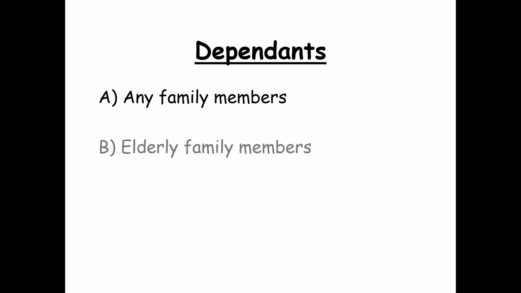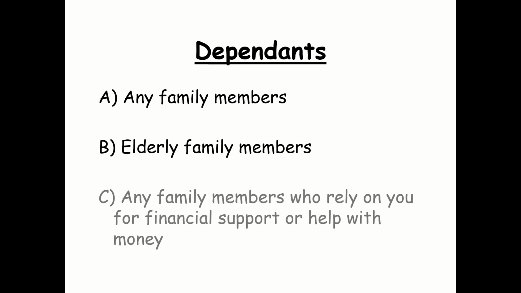Dependents. Is it A, any family members, B, elderly family members, or C, any family members who rely on you for financial support or help with money? So please pause the video and think about your answer.